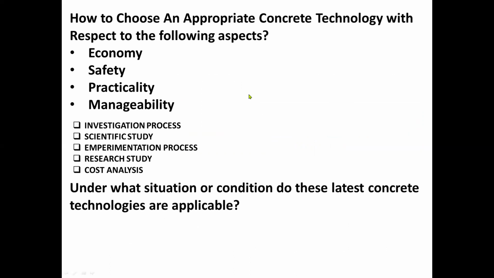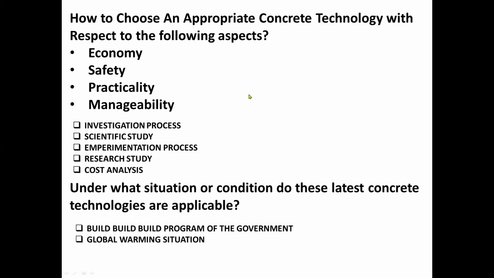Under what situation or condition are these latest concrete technologies applicable? Sa present, dito sa Pilipinas, we have the Build program of the government. And saan ba pwedeng gawin yan? Sa global warming situation natin.